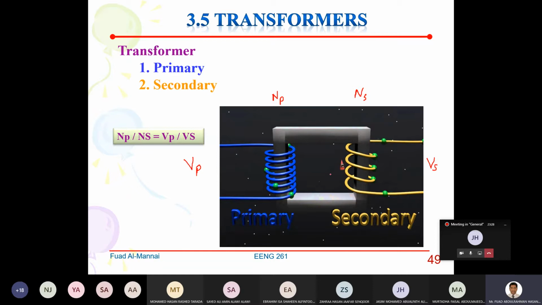Now, is this voltage at the output, which is VS, DC? No, this is not DC, this is AC, but it's much less than VP. Much less than VP. Any questions? All right.